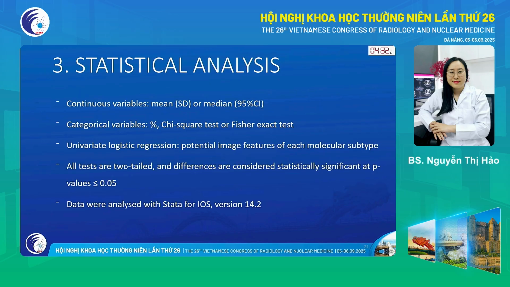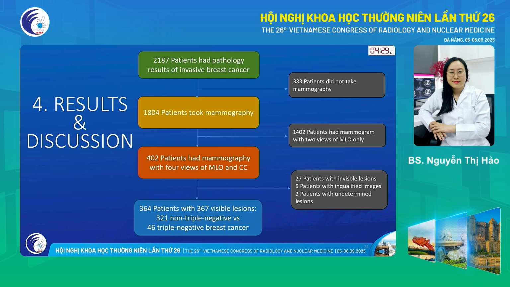Here's the statistical analysis. About the results and discussion, during the study duration, we had 2,187 patients with a pathology result of invasive breast cancer, and 1,804 patients took mammography, and finally 402 patients had mammography with 4 views, and finally we have 364 patients with 367 visible lesions, with 21 non-triple negative versus 46 triple negative breast cancer.